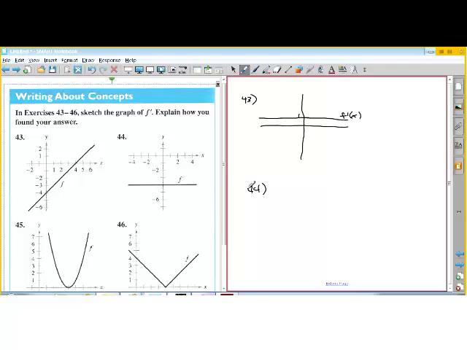Okay, 44 has a 0 slope. So this is a horizontal line at 0. So it would be like that. So this would be y equals 0, which would be equal to f prime of x.